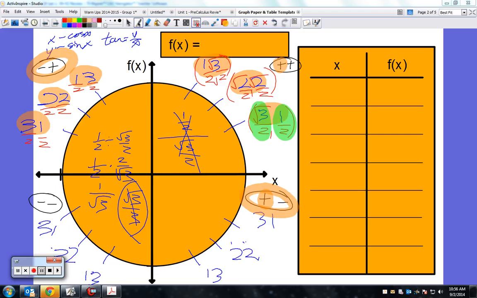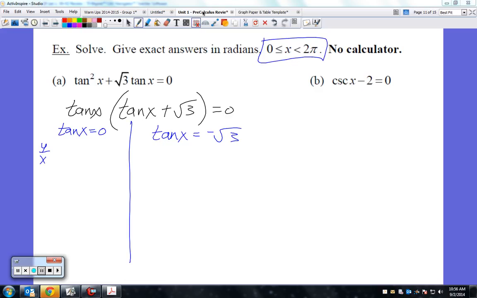Which one's the angle? 60. It's not this one. It is 60. Because root 3 over 2 divided by 1/2 is the same as 2 over 1. Those cancel, reduce to 1. So I get root 3. That's what I'm looking for. So this one's going to be a reference angle of 60 degrees.